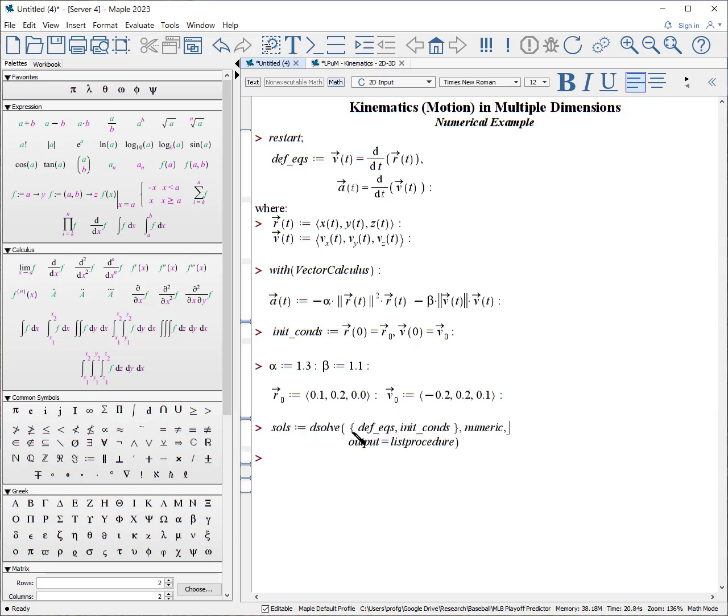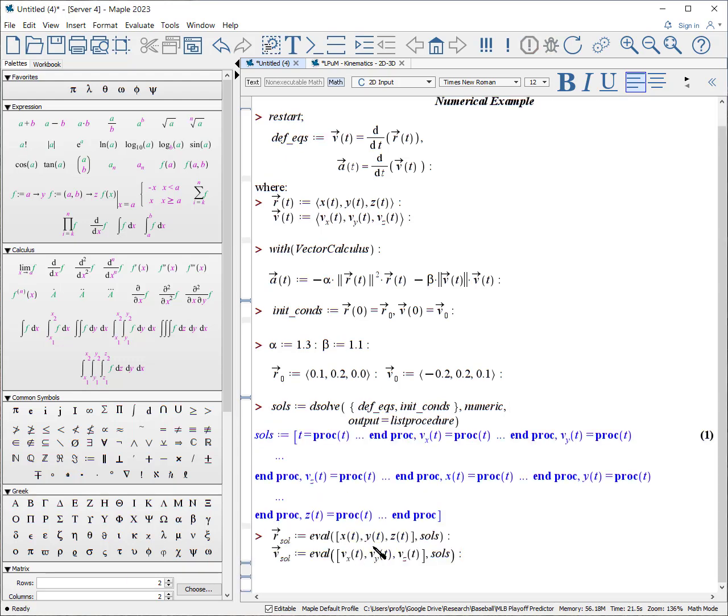So we now use dsolve again for our equations and our initial conditions, but now we're going to solve it numerically, and I will make the output a series of procedures. Extracting the solutions, and this time I'll do it in 3 dimensions. You may note, though, I did not make vectors out of these. I actually made them a list so that we could use a plotting package.